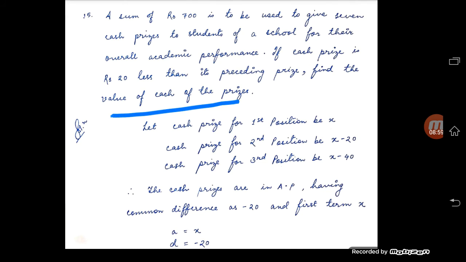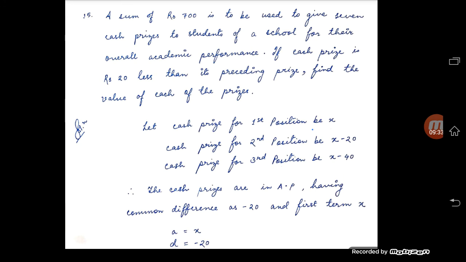Let us assume that the cash prize for the first position be X. Since we are not given any amount, we just assume it to be X. What will be the next prize? The second prize will be 20 less than the first prize. That means here the second prize will be X minus 20. The third will be X minus 20 minus 20, so it will be X minus 40. So we will assume that.